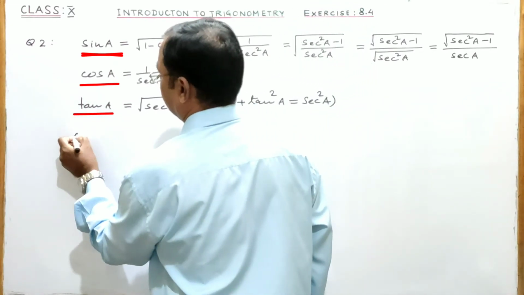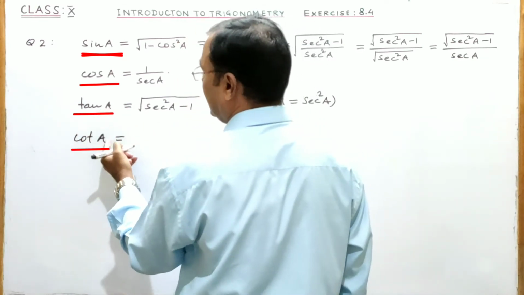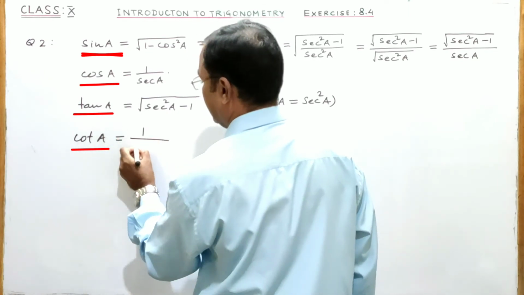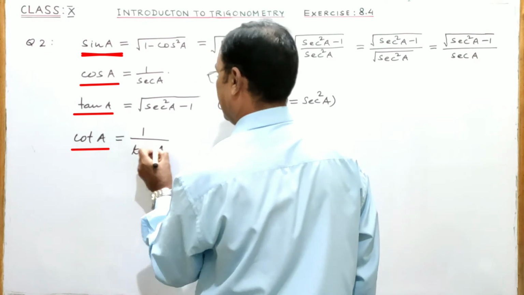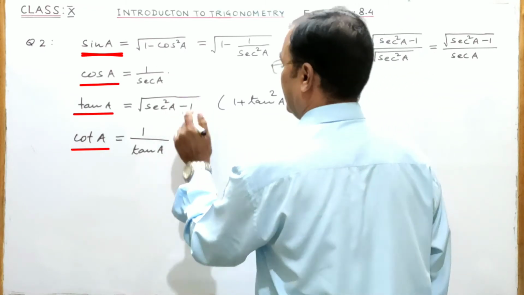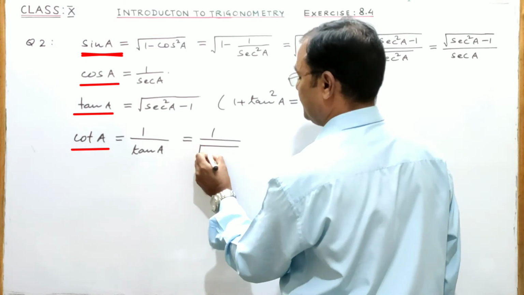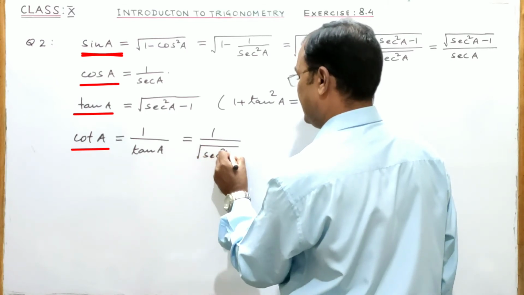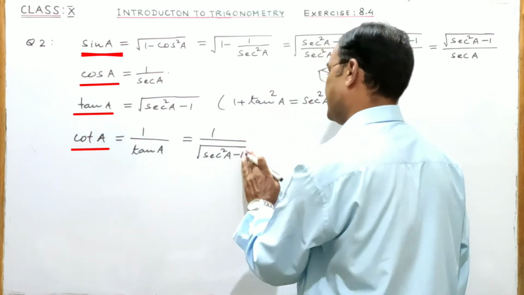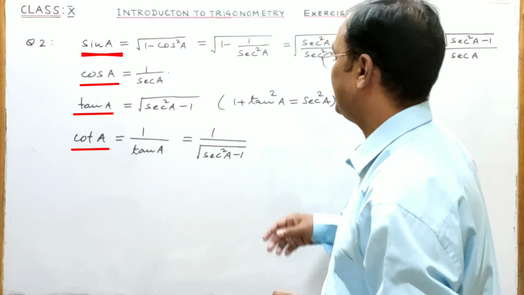Now cot A. Cot A is reciprocal of tan A, or tan A is reciprocal of cot A. So cot A we can write 1 by tan A, and tan A is equal to under root sec square A minus 1. So we can write 1 by under root sec square A minus 1. So this way cot A is expressed in terms of sec A, 1 by under root sec square A minus 1.